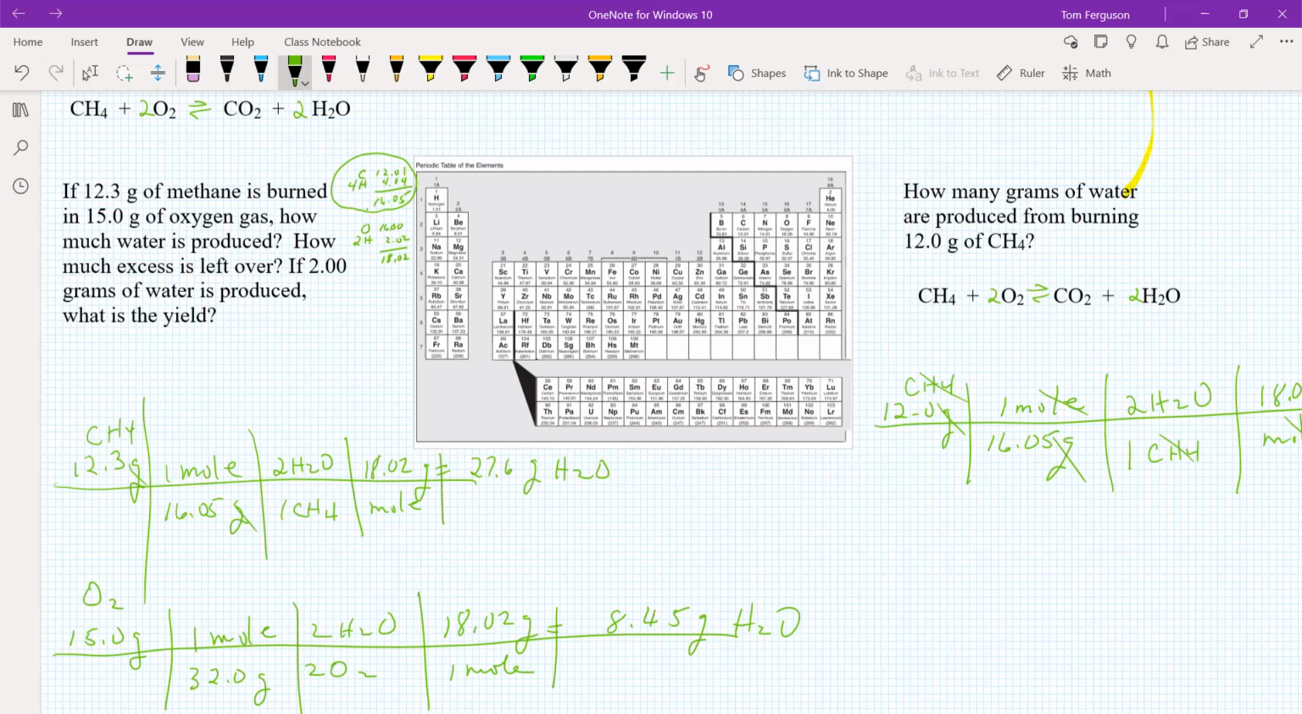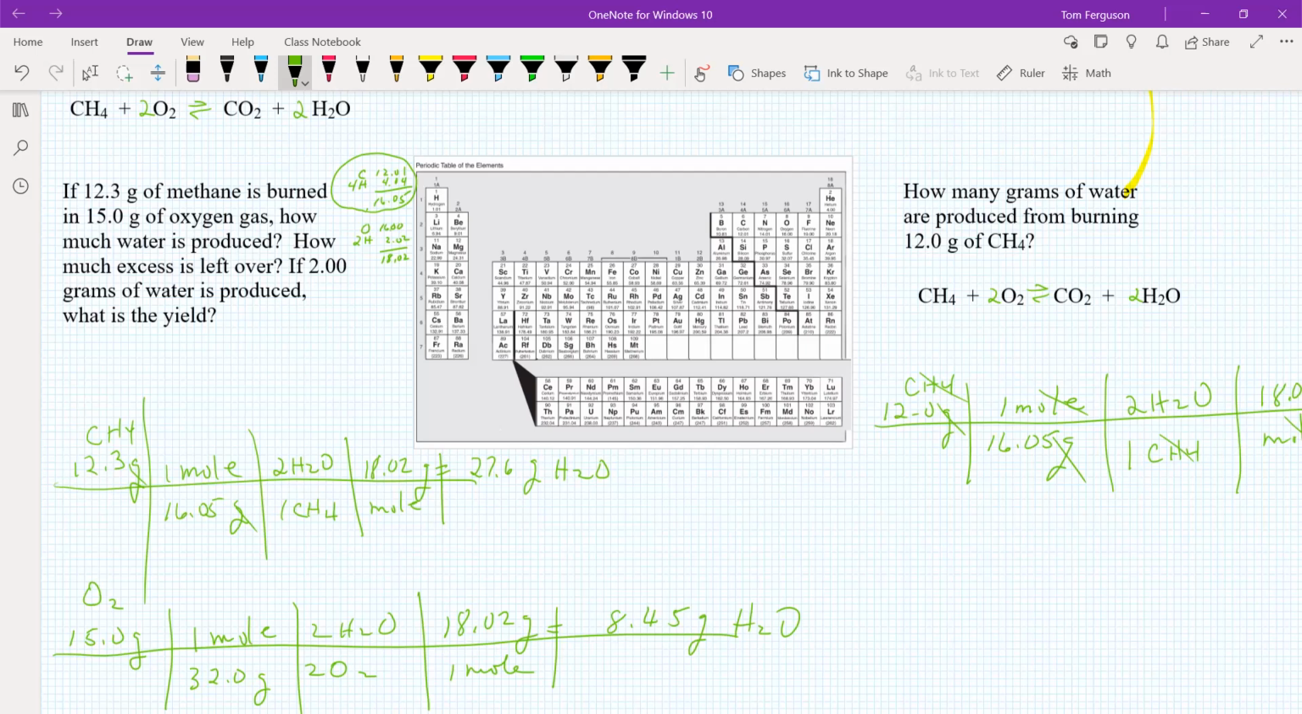So which limits the reaction, the oxygen gas or the methane? Oxygen. It produces the least amount of product. We don't have enough oxygen to go around with all the methane we have. Just like with the bicycle, we don't have enough frames to go with all the wheels. Okay, so that means for this problem, we're going to make 8.45 grams of water, no more.